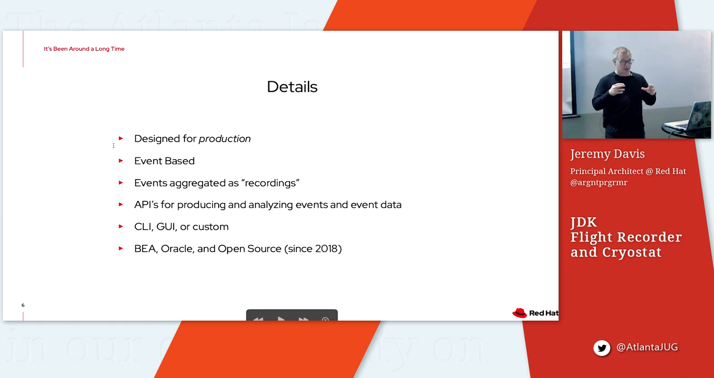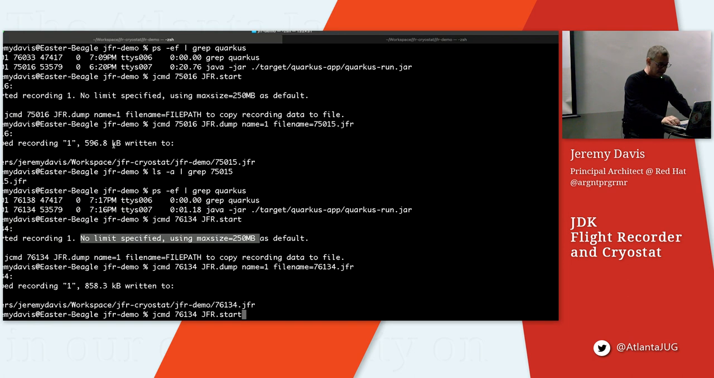And then it's based on all these events, and what you do is you aggregate these events into what's called a recording, right? And that's when I said dump the recording to a file. What it's doing is dumping that recording down to a binary file, right? So it's not a text file. It's a binary file. It also has some APIs. You can write your own application on this if you want. And then it's got the GUI that we just saw. It also has a CLI, so we can look at these events with a CLI.